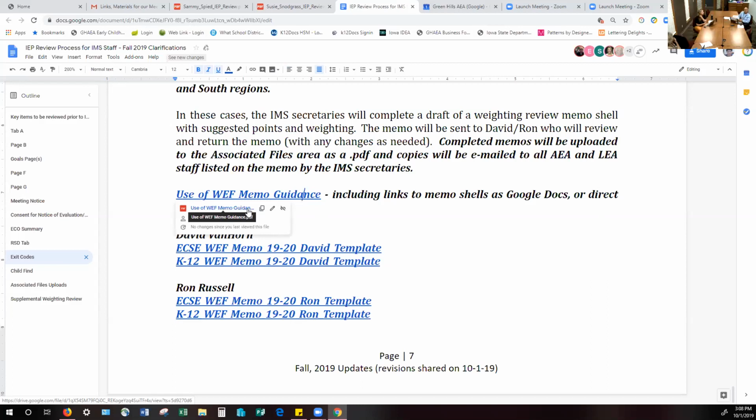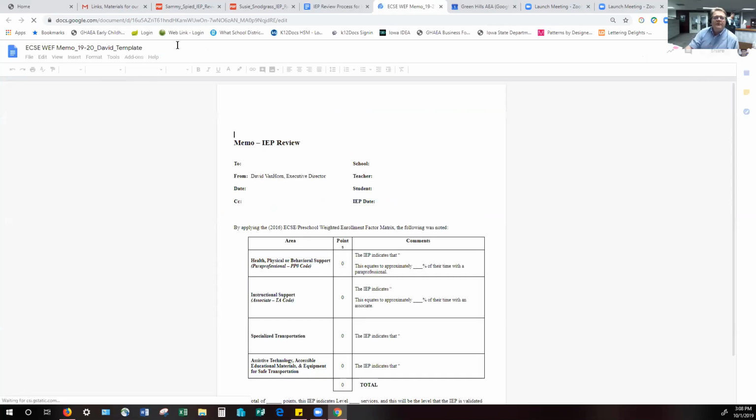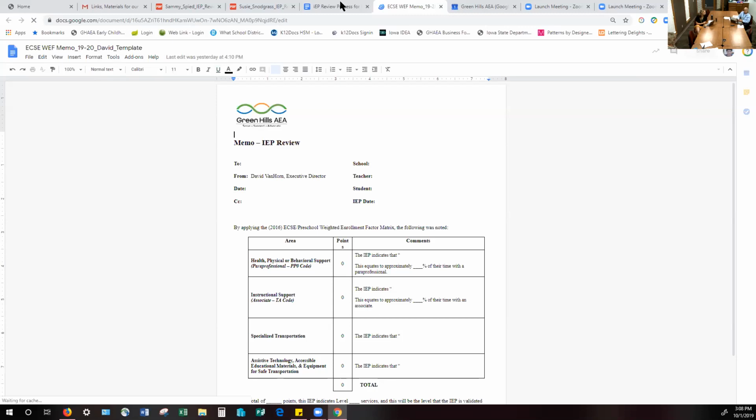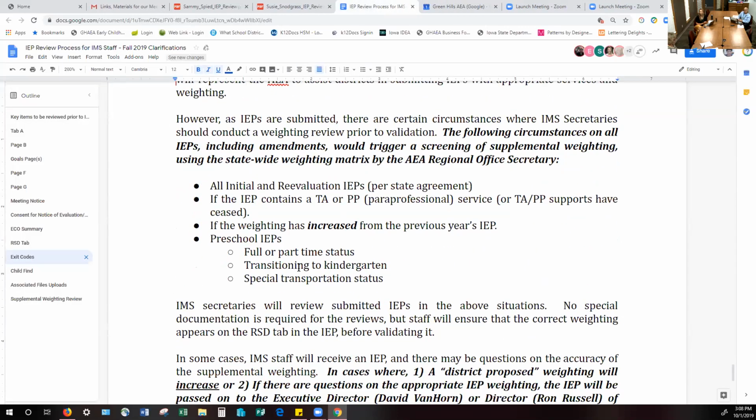Yes. Ron, before you move on, just thinking about the preschool one, that first bullet under preschool IEPs, that's more of a checkpoint for them. Is it part-time or full-time? That first bullet is more of a checkpoint, whereas the other two are actually digging a little bit deeper. Well, transitioning to.